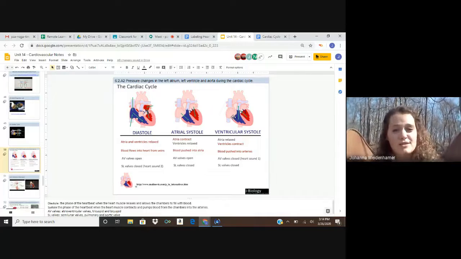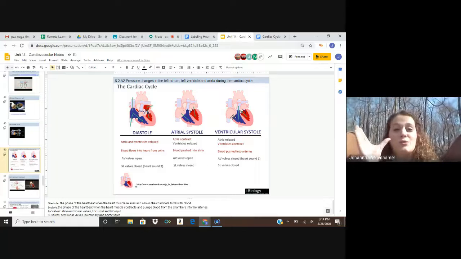And when they close, they're going to make a sound. So you can think of, okay, when a door closes, it makes a sound. So are the valves. And when the atrioventricular valves close, they are going to make the first heart sound. And that heart sound is going to be lub.